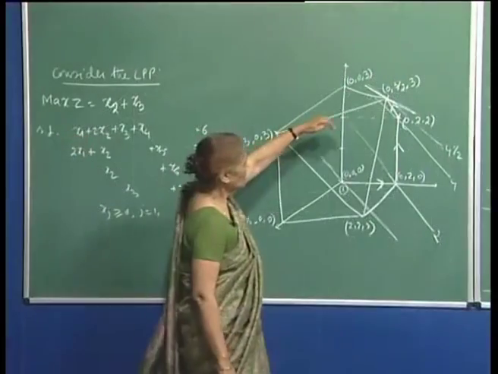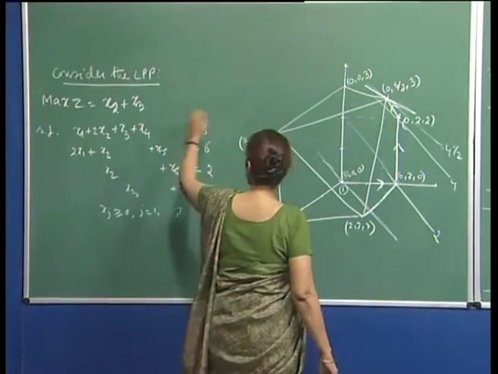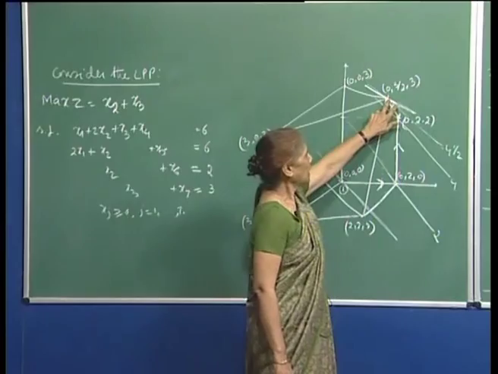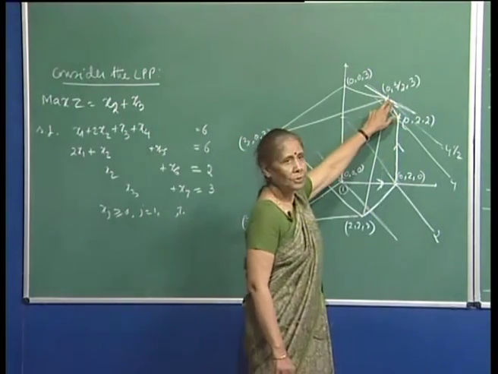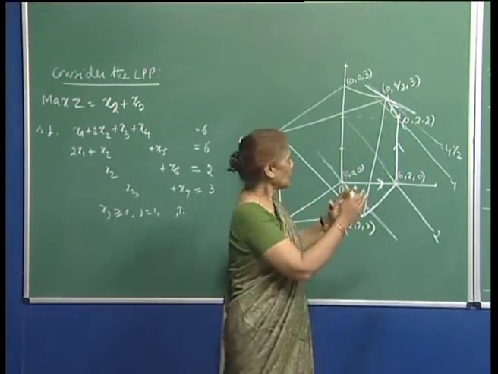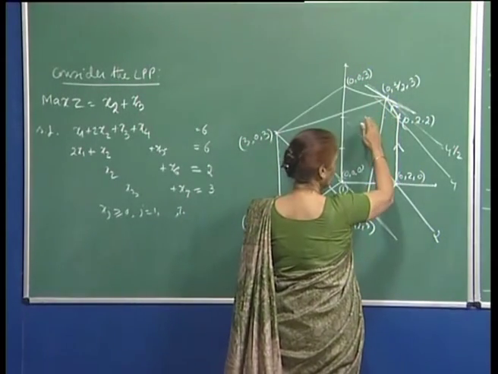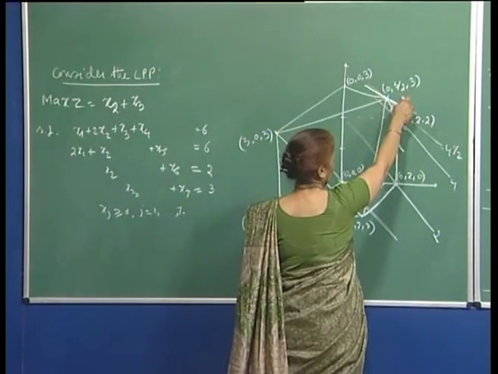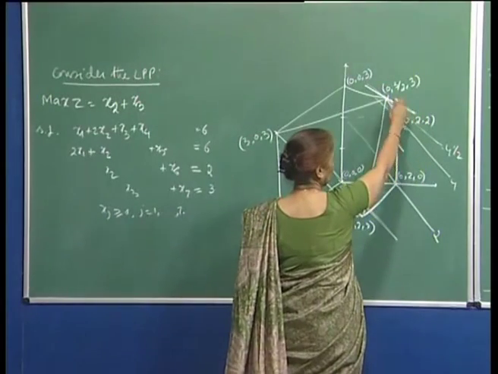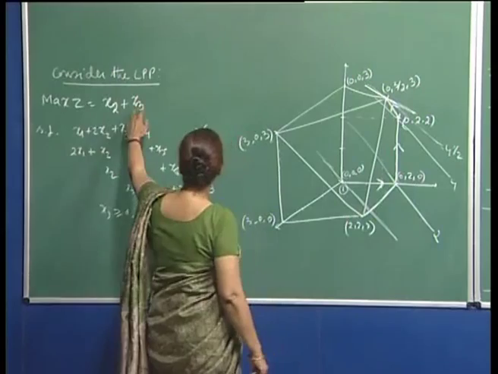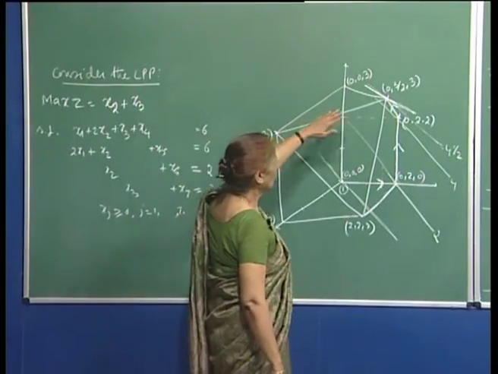So, you see, now x2 plus x3 has become a supporting hyperplane to this polytope at the extreme point (0, 3/2, 3), because now the whole of the polytope lies on one side, or lies in one of the half spaces made by this hyperplane, x2 plus x3 equal to c, whatever you want to call it.